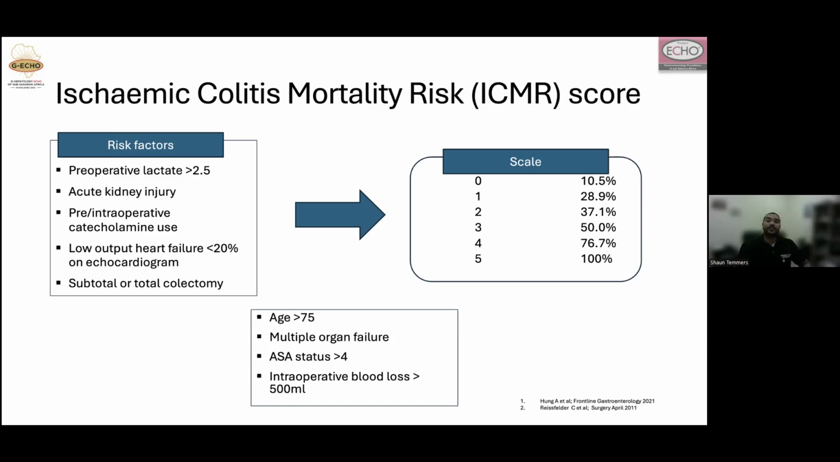If you look at the scale, for every additional risk factor that the individual has within the score, the mortality increases. So if you have all 5 risk factors, you have 100% mortality. But even in the absence of any of these risk factors, you still have about an 11% mortality risk without anyone doing anything. The table at the bottom there shows additional factors that could influence severity in the patient, that are not included in the score.